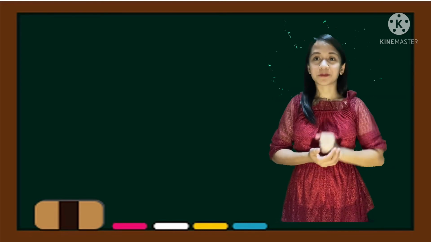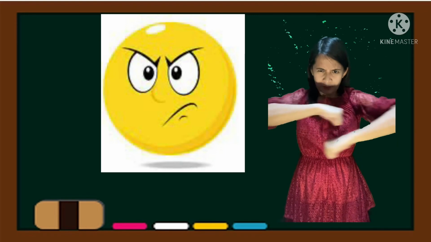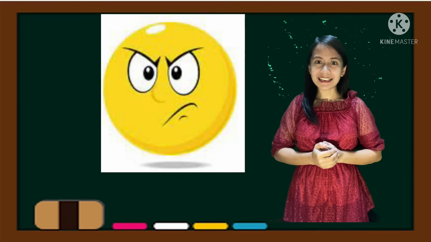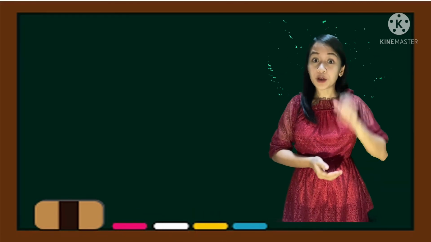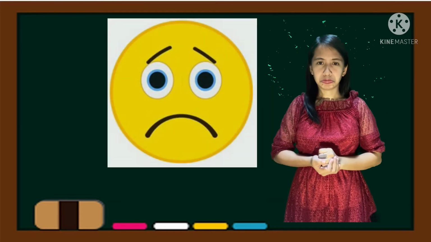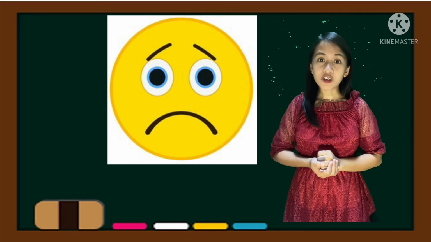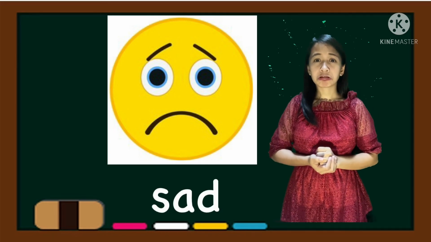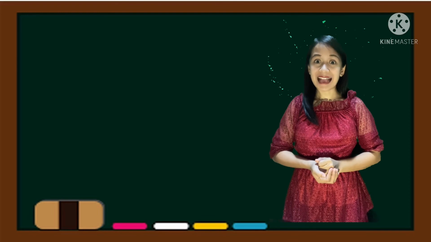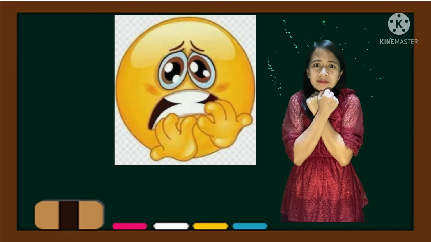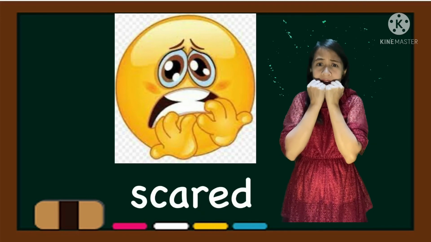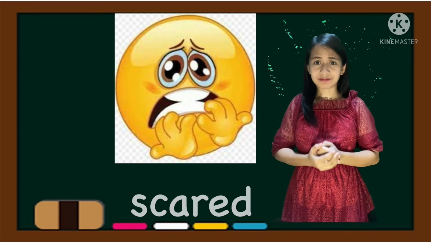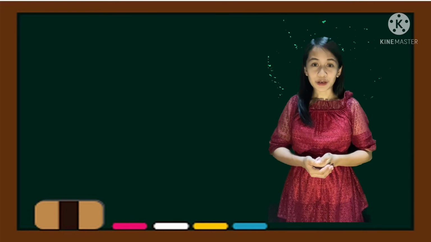Now let's go to number 3. Very good. It is angry. Again, angry. Now let's go to number 4. What emotion is that? Yes, it is sad. Again, sad. Good job, everyone. Now let's go to the last one, number 5. What emotion is that? Yes, scared. Again, scared. Good job, everyone. You are doing great.